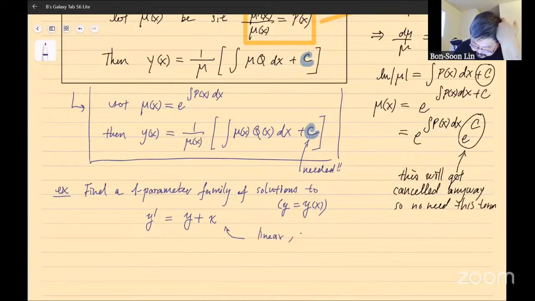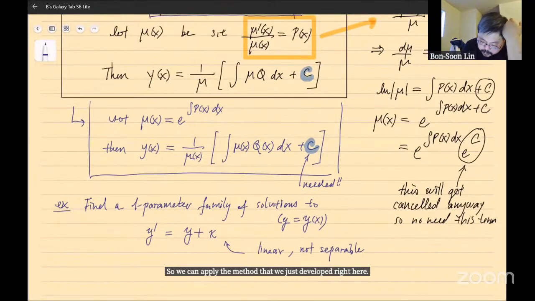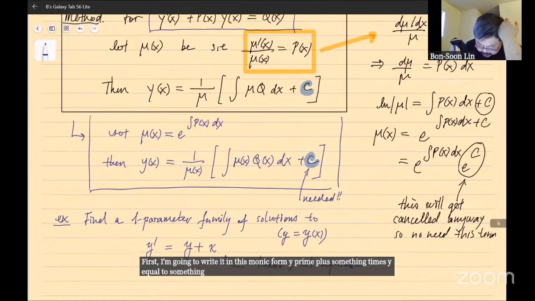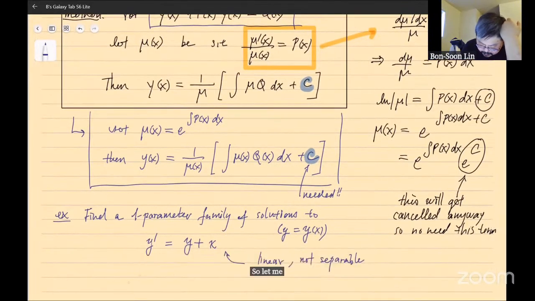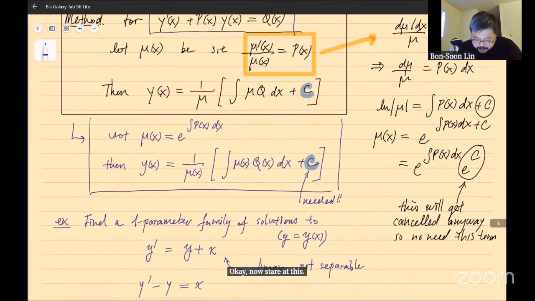Linear, not separable. So we can apply the method that we just developed right here. First, I'm going to write it in this mnemonic form: y prime plus something times y equal to something in x. So let me do that. y prime minus y equals x. Okay, now stare at this equation.